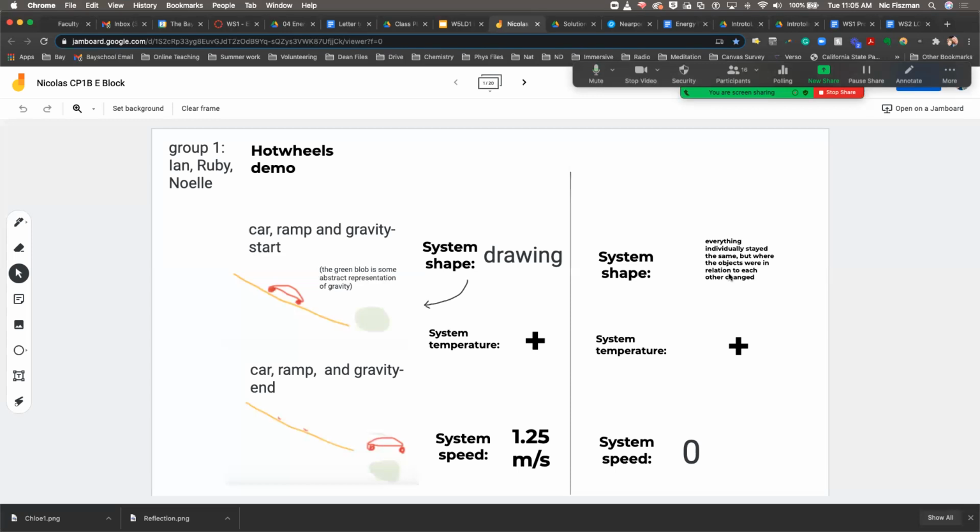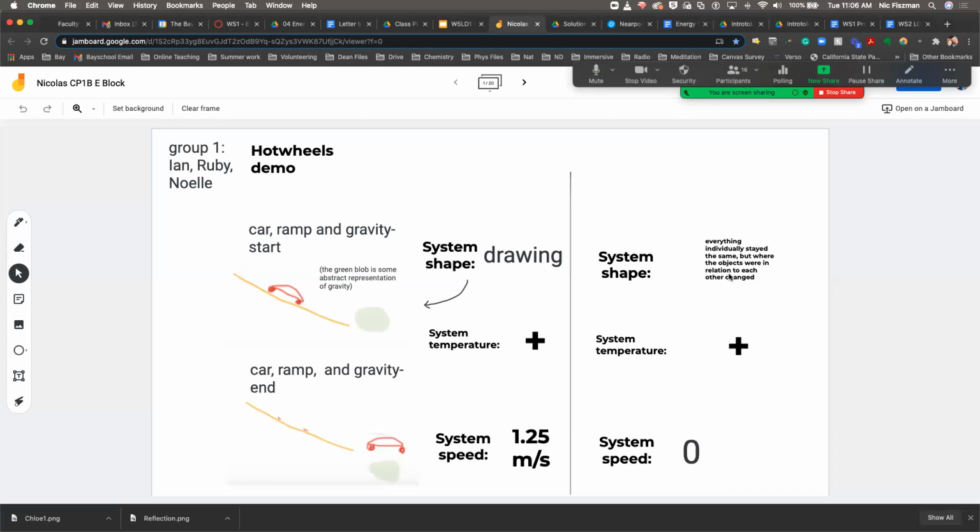At the end of the day, did the system shape change? Ian, why not? Because none of the individual parts changed, and even though the car was obviously in a different part, everything stayed whole, and all the components are still there. I mean, there may be, but I do think that everything stayed the same shape wise. Okay. Anybody else? Noah, what did you think?